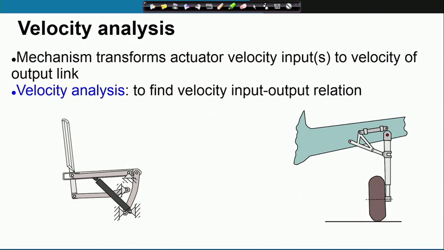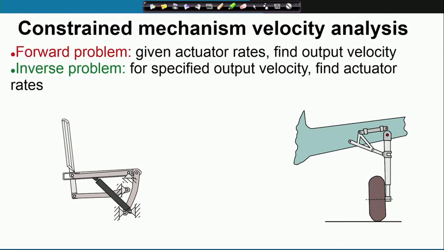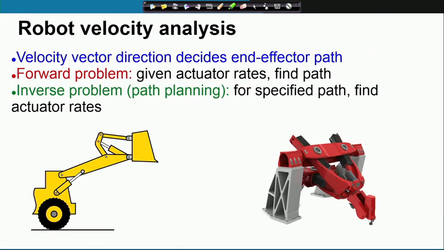We are aware of the velocity analysis problem, which is to find out the input output velocity relations, that means between the actuators and the outputs, which is the end effector or the output link. We have these two problems, forward and inverse. Given the actuator rates, finding out the output velocity is the forward problem, and given the desired output velocity, finding out the actuator rates is the inverse problem. In the case of robots, we have defined the problem of velocity analysis and its complexity.